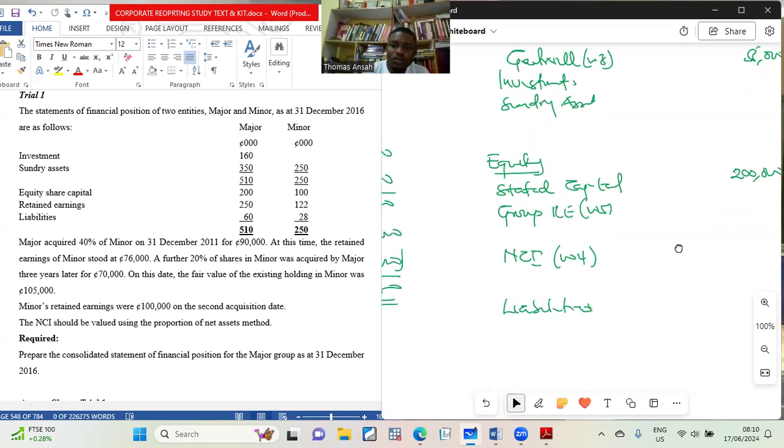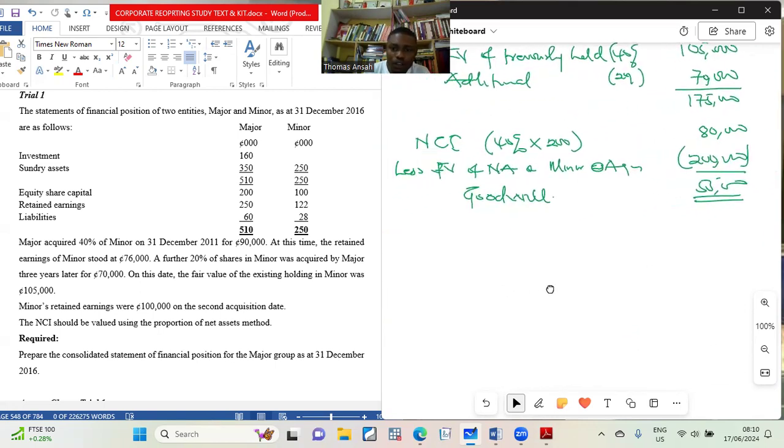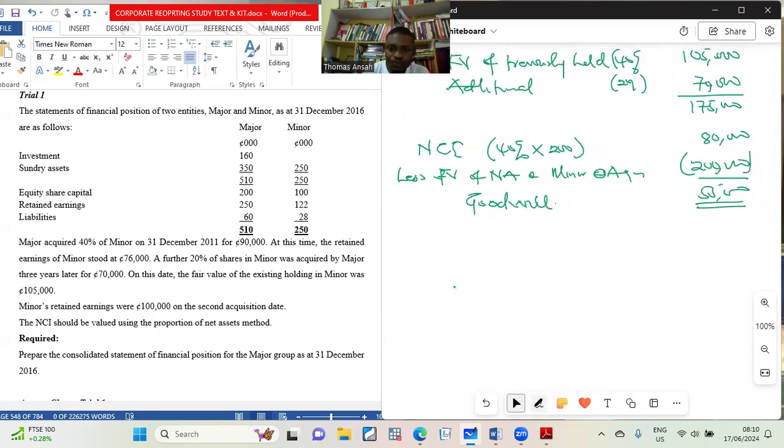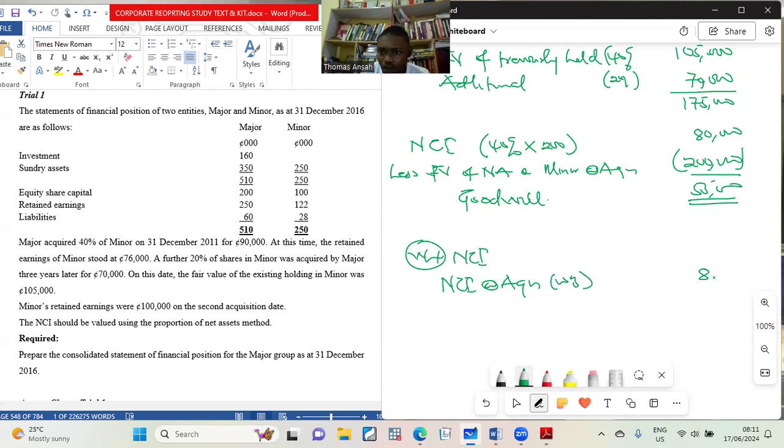Okay. So let's go and continue what we are doing. So now let's do our workings 4. Workings 4, what do we have? So in our workings 4, we'll bring the NCI. So what is our NCI at acquisition? So NCI at acquisition, what do we have? We had it in our workings 3 and it was 80,000.